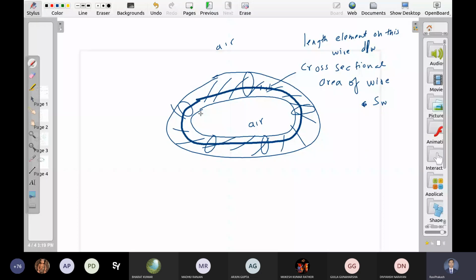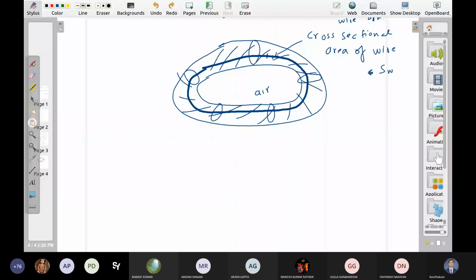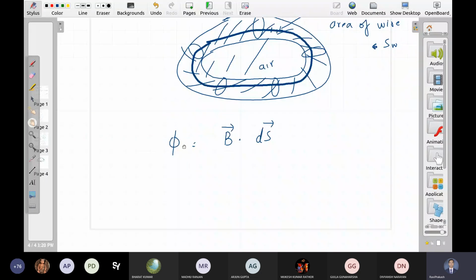Now what is the flux passing through this elementary wire? How much is that flux? Phi is equal to integral of vector B dot DSW. So when I am not applying any subscript, that is the property of this loop. And if I am applying subscript, that is the property of the wire only. Now let us calculate this small flux first.